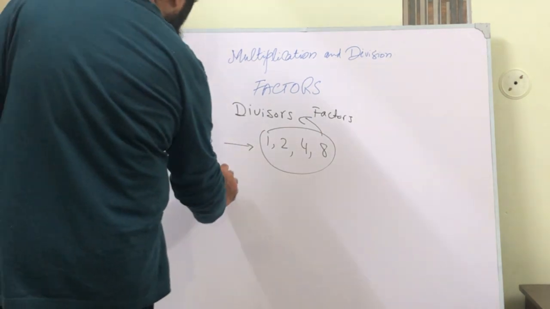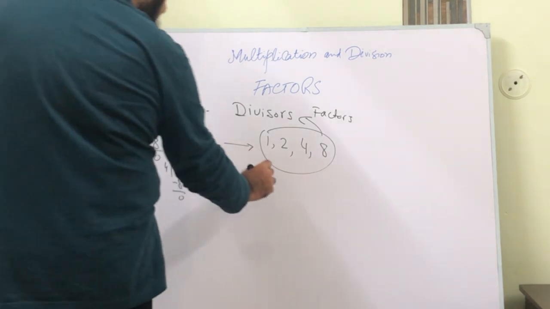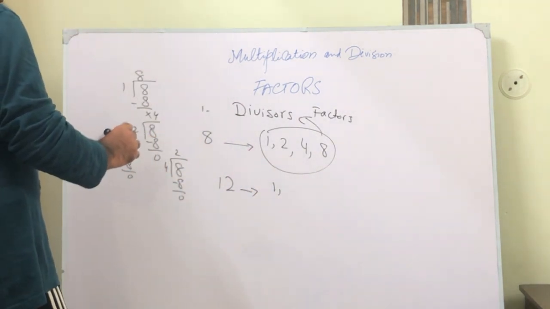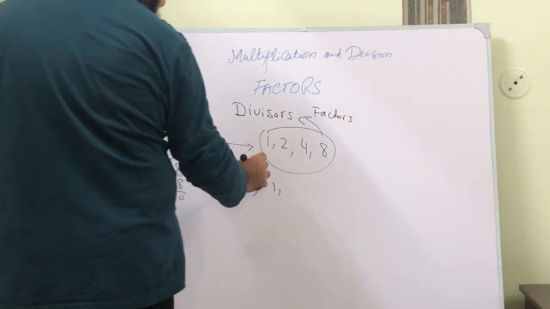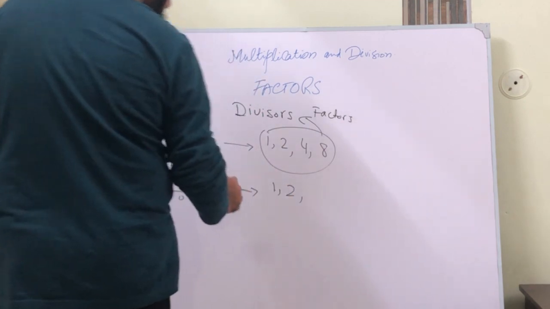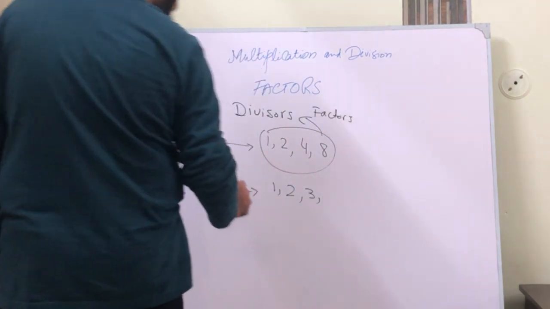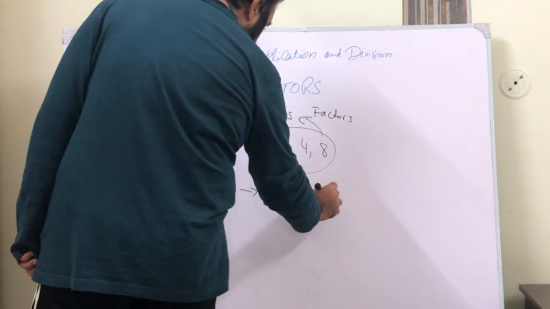Okay. Likewise, let's suppose we have number 12. 12 can be divided by 1. 1 12s are 12. You need to go through the tables. 12 divided by 2. 2 6s are 12. 12 divided by 3. 3 4s are 12. Remainder is 0. 12 divided by 4. 4 3s are 12. Remainder is 0.